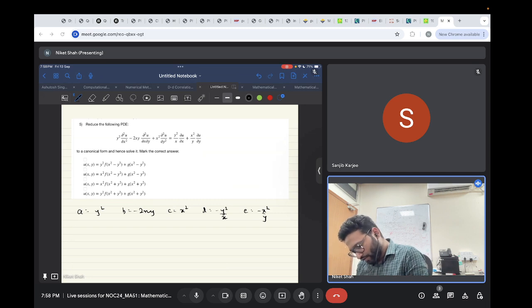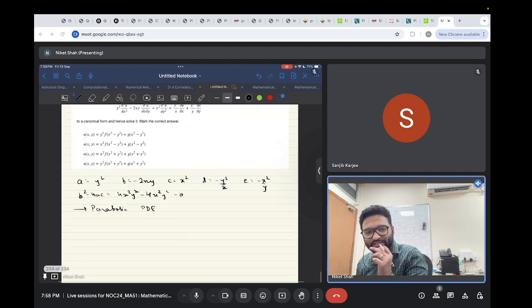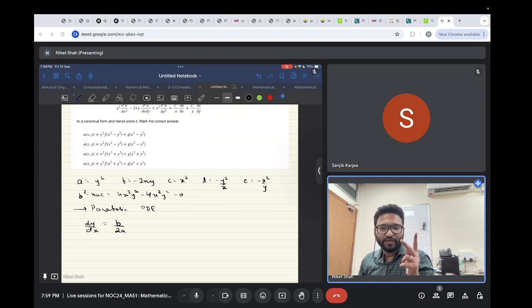Right? So B square minus 4AC is equal to what? 4x square y square minus 4x square y square is equal to 0. So this is what? A parabolic kind. Here we have a very specific way to reduce it to canonical form because B square minus 4AC becomes 0. So what we have is dy by dx, only one form, which is B by 2A. We don't have two different dy by dx equations.